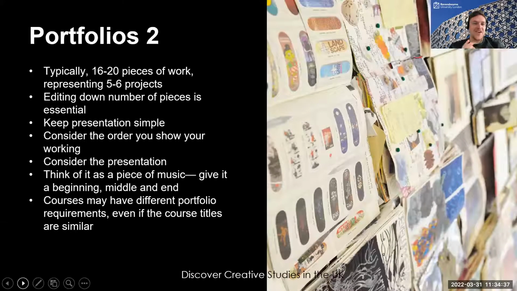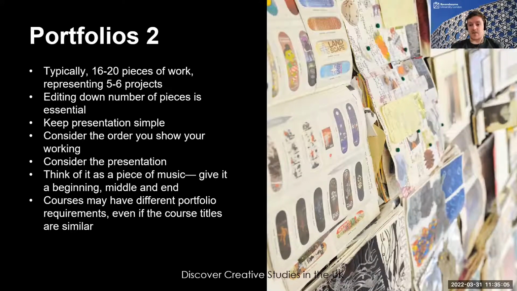That's fine. Thank you. So when you're building a portfolio, I think what you also need to remember is that every university is different. So some universities will interview you, some universities will just require a portfolio only, and they will review that in their own time and then come back to you with either an offer or a decline. But generally, most universities will want to see between 16 and 20 pages of work. And that represents 5 to 6 projects.